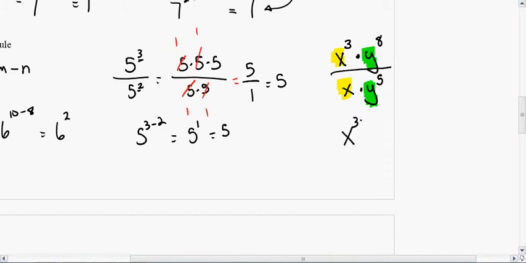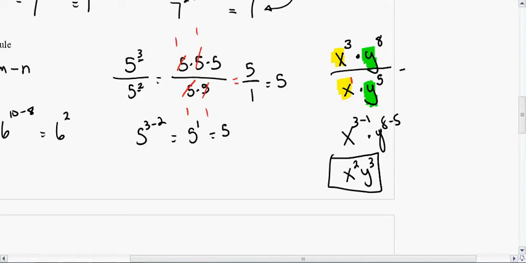That'll be 3 minus 1, right? We've got a little invisible 1 right there. And then the y's will be 8 minus 5. And our final answer will be x, 3 minus 1 is 2, times y, 8 minus 5 is 3. So x squared y cubed is our answer.